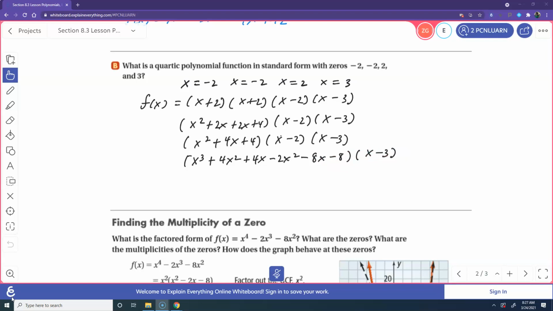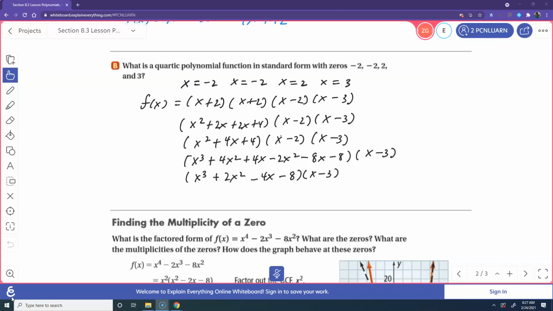You want to combine terms. X cubed, there's no other x cubed. 4x squared minus 2x squared gives you positive 2x squared. 4x minus 8x gives you negative 4x minus 8. Then you multiply times x minus 3.